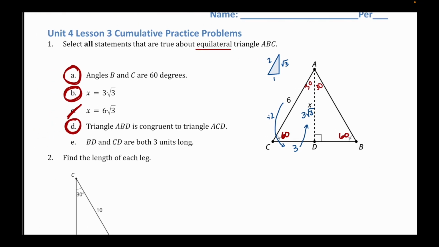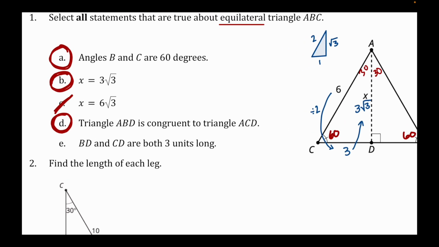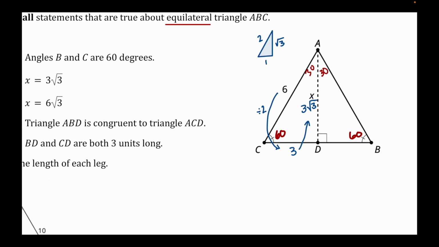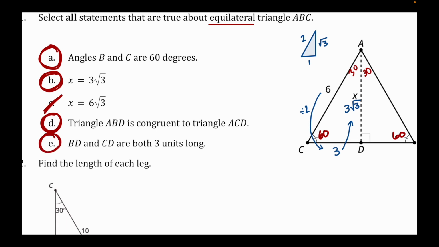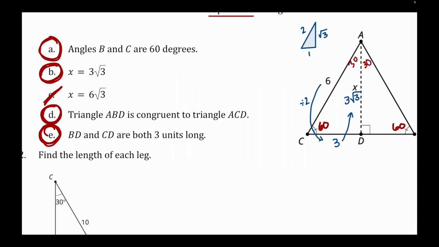The other thing here is that BD and CD are both 3 units long. Well, I found that CD should be 3 units. If the triangles are truly congruent to each other, BD would correspond with CD, so they should, yes, indeed, both be 3 units long. So the only one that was not true here is C, that x is 6 square root 3, cannot be true.